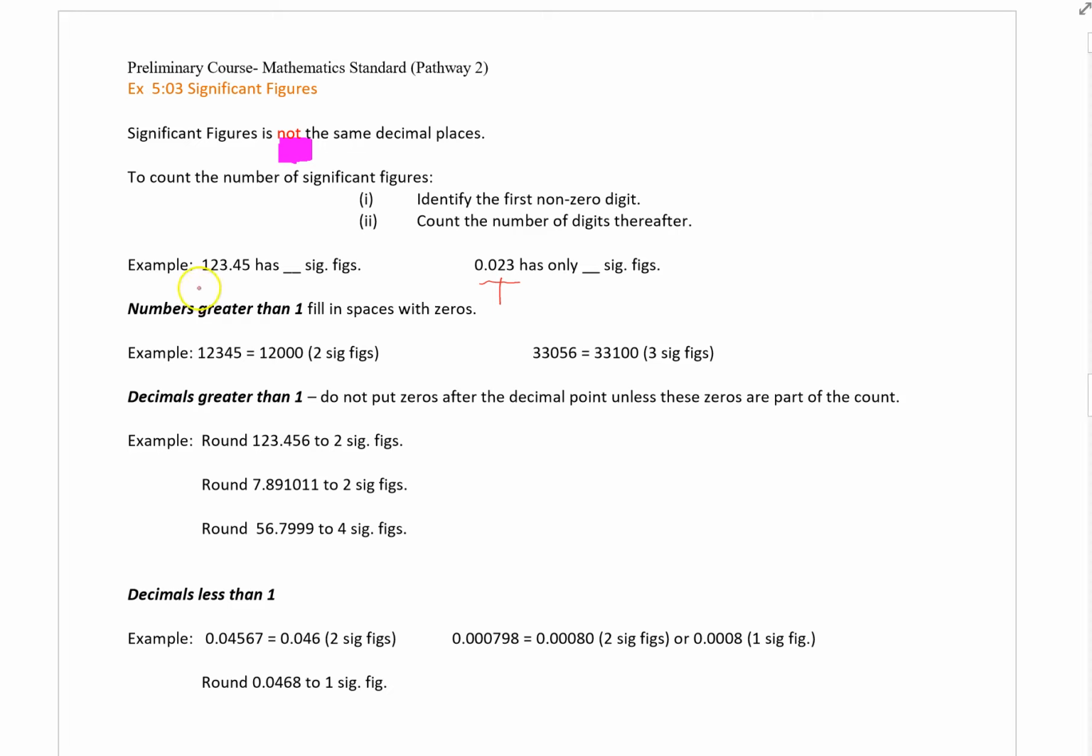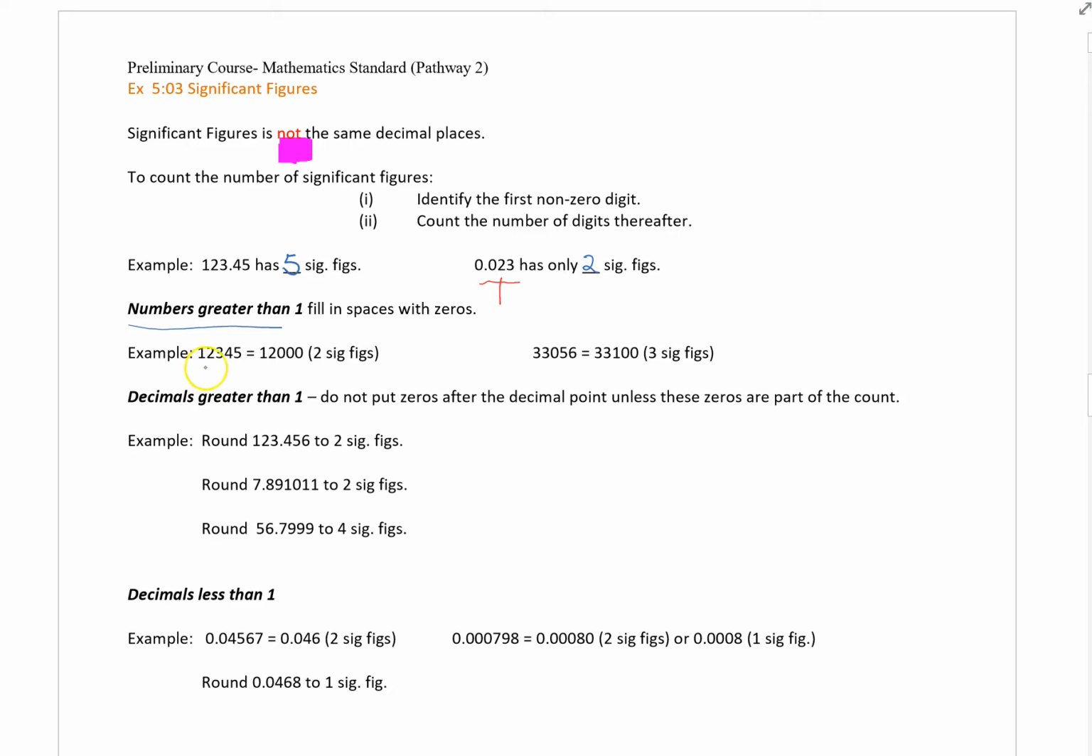So in this example, 123.45 clearly has 5 significant figures. In 0.023, it only has 2 significant figures, so we count from the first non-zero digit. When we're rounding a number to a given number of significant figures and that number is greater than 1, we will need to fill in some spaces with zeros.